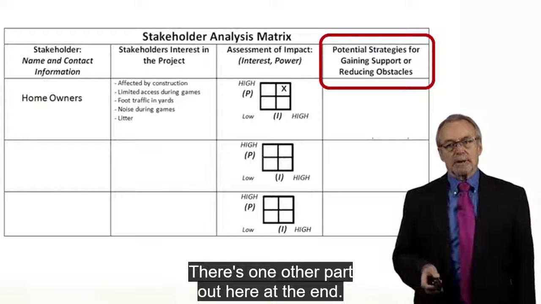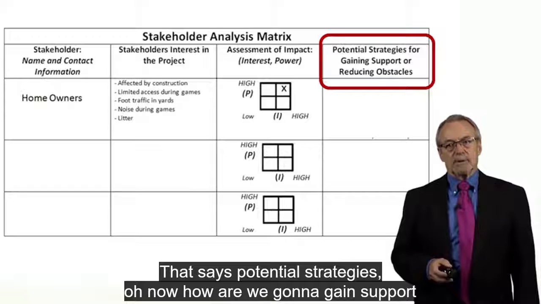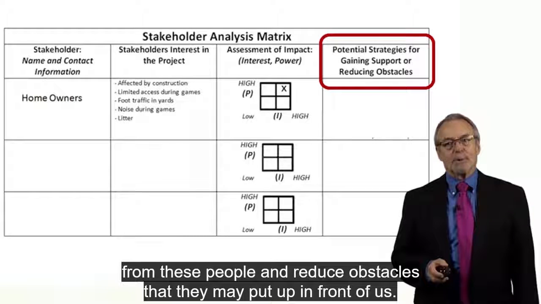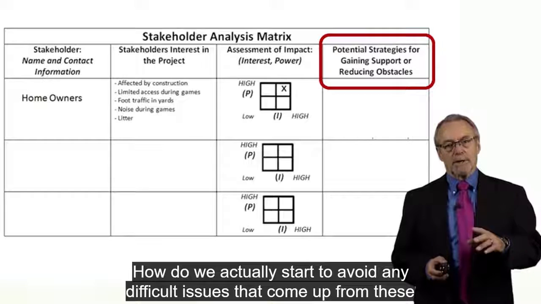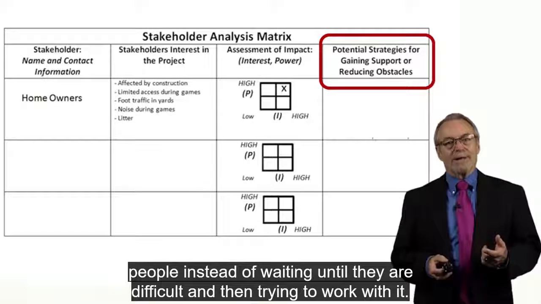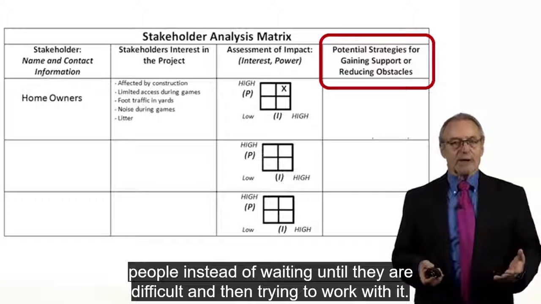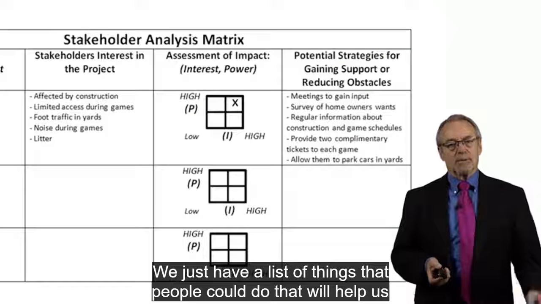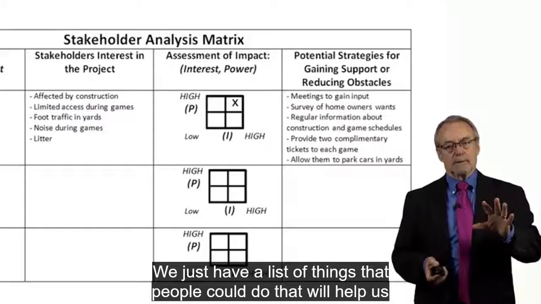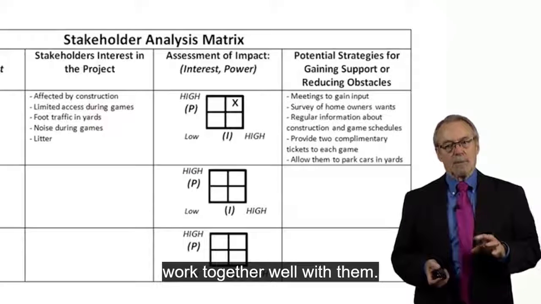There's one other part out here at the end that says potential strategies. Now, how are we going to gain support from these people and reduce obstacles that they may put up in front of us? How do we start to avoid any difficult issues that come up from these people, instead of waiting until they are difficult and then trying to work with it? Can we prevent any of this? So what can we do? We just have a list of things that could help us work together well with them.